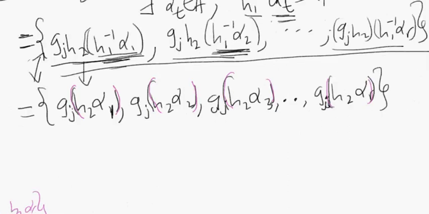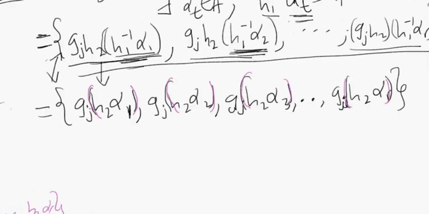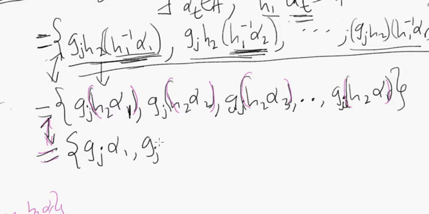See if you can convince yourself that from here we can make the following leap. Let's go back to our usual colors. We can say that the above equality gives us this equality now. This is the same as gj times some alpha 1, times gj times some alpha 2, times gj times alpha 3, all the way till gj times alpha r.